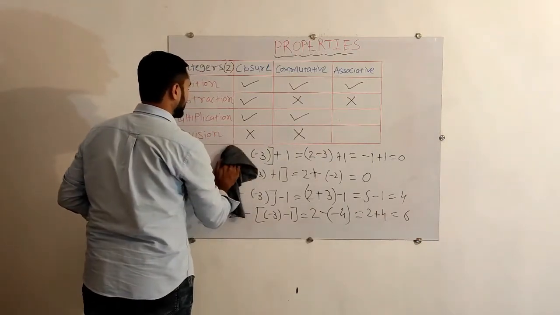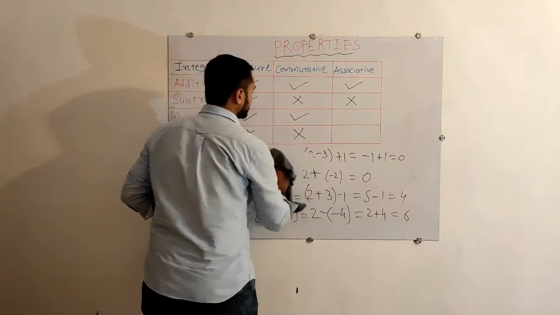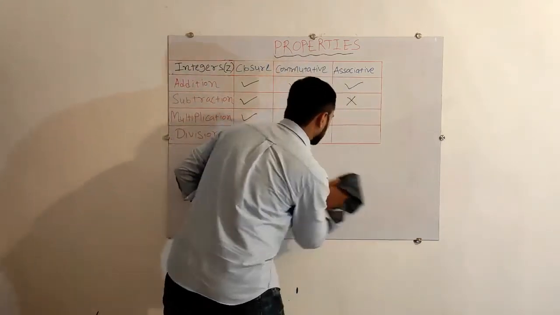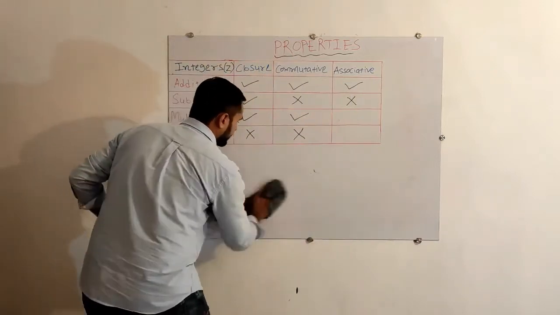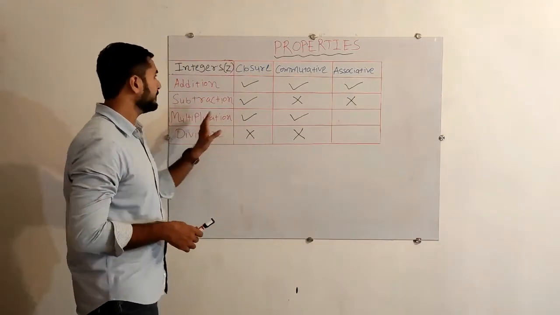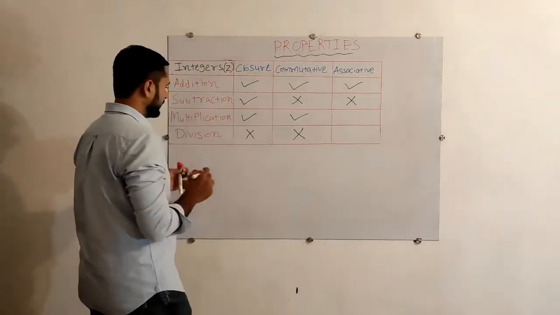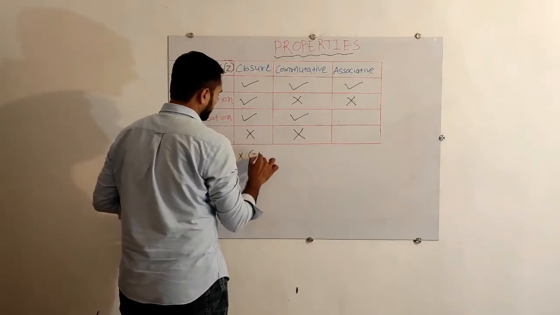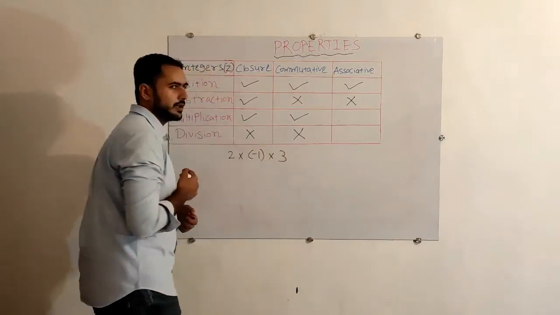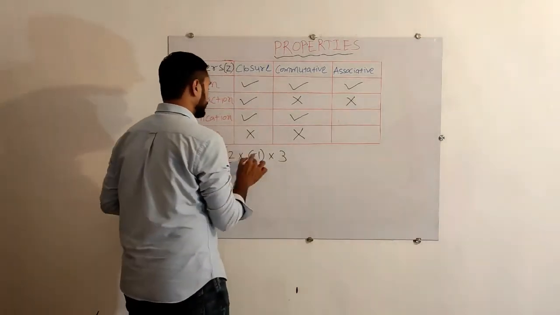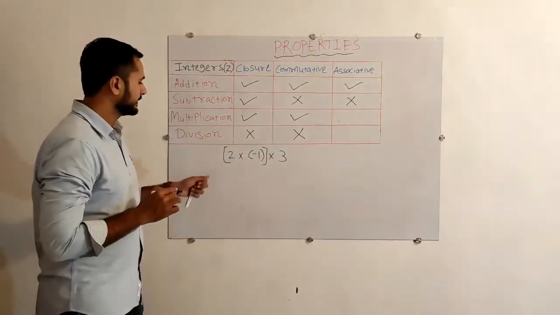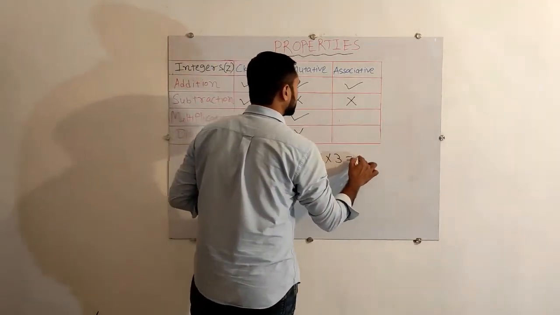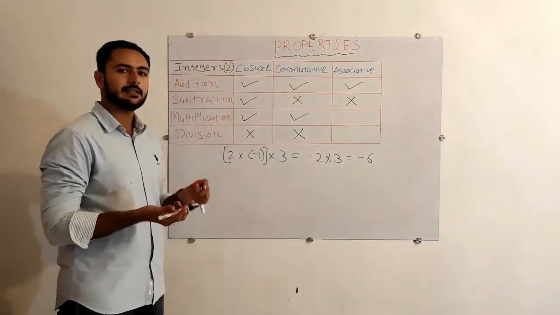Okay, and then the next one is multiplication. So again in multiplication, we are going to select the same numbers, that is 2, minus 3 and 1. Now for the multiplication, what will we do? Again we will select the same numbers, that is 2 multiplied by minus 1 multiplied by 3. But here we have to make a group. This is the group for 2 and minus 1. So 2 ones are 2, and minus sign, into 3, answer is minus 6.